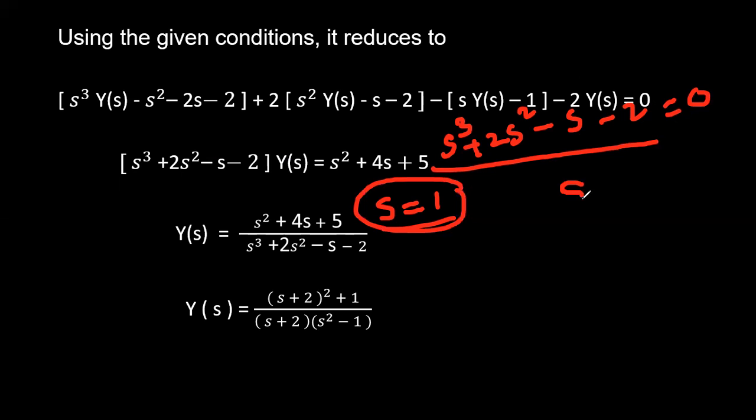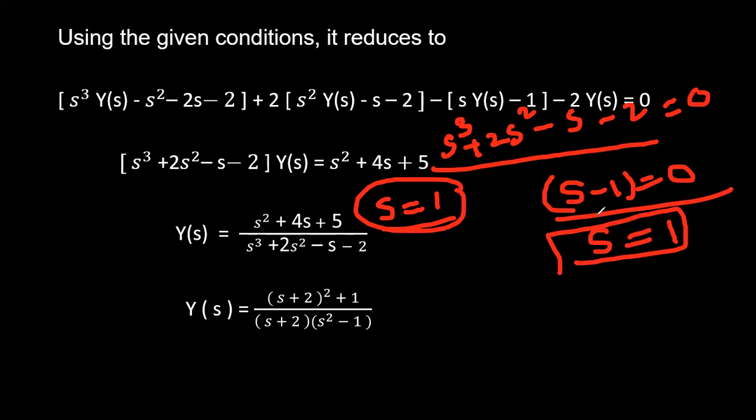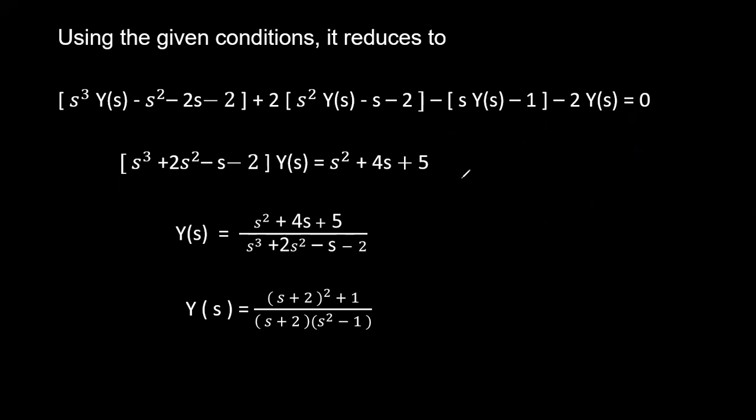Now s minus 1 equal to 0 is one of the roots of the given equation. That is, s equal to 1, or s minus 1 equal to 0. This s equal to 1 is a root of this given equation. Next, by using the division method or Horner's method, you have to evaluate the other roots. s is equal to 1.